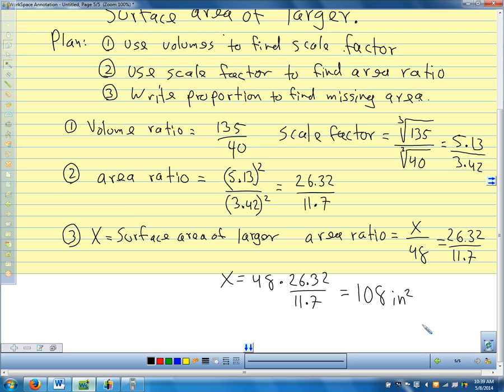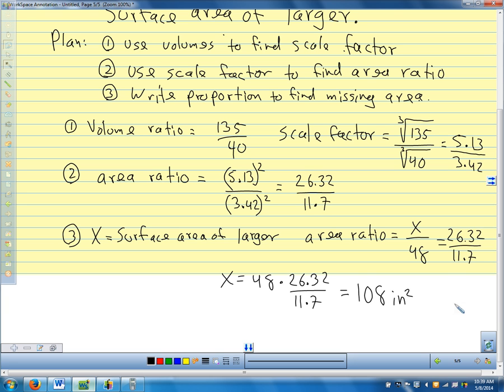So the key to this problem was to find the scale factor. From the scale factor I can find any of the ratios that I want. And then I use the information in the problem to write another fraction that also gave us the area ratio. The area ratio is the area of the larger over the area of the smaller. That's also the area ratio that we got from squaring the scale factor. And then I can solve this by cross multiplying.